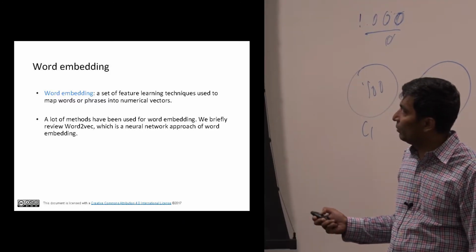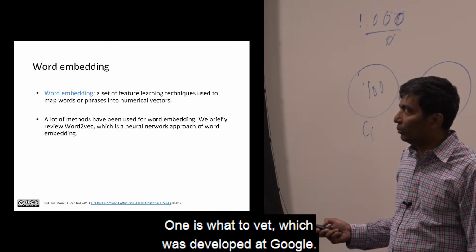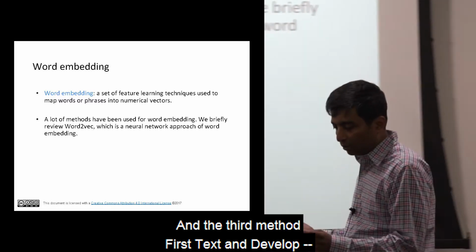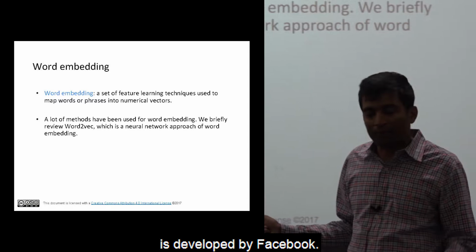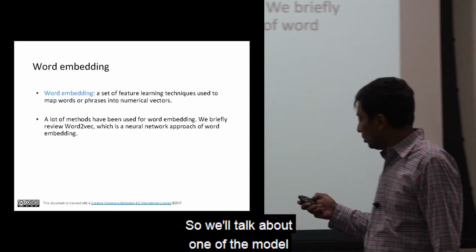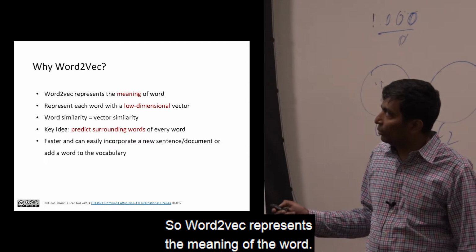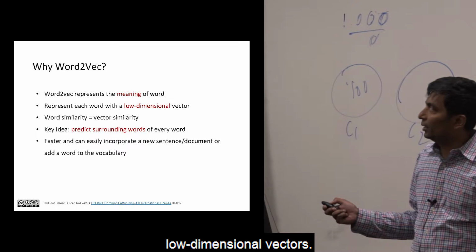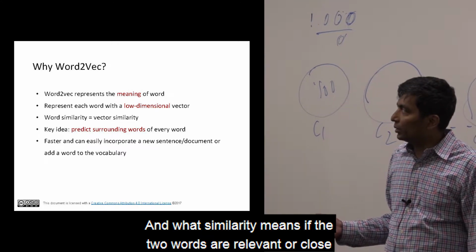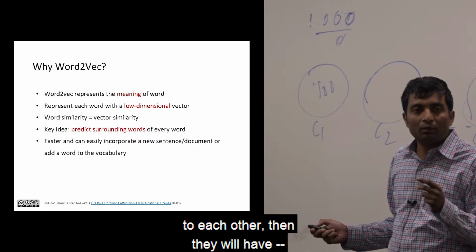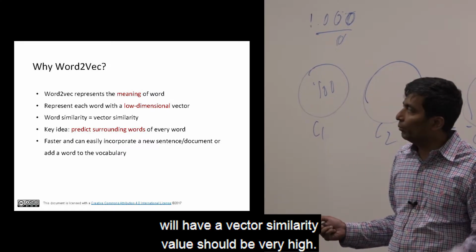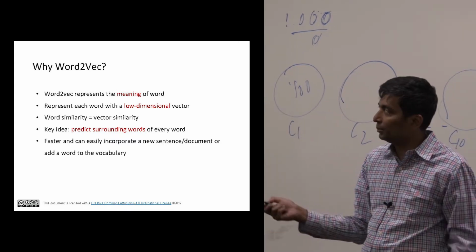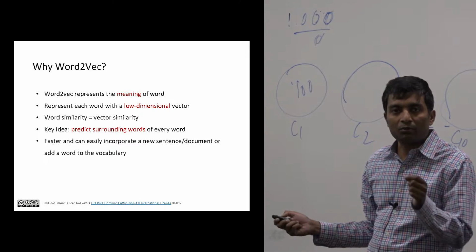There are a bunch of methods for word embedding. One is word2vec, which was developed at Google. Another method, developed at Stanford, is called GloVe, and the third method, FastText, was developed at Facebook. We'll talk about one of the models in a little more detail. Word2vec represents the meaning of the word, and each word is represented as a lower dimensional vector. Word similarity means that if two words are relevant or close to each other, their vector similarity value should be very high, or the Euclidean distance between these two vectors will be very small.